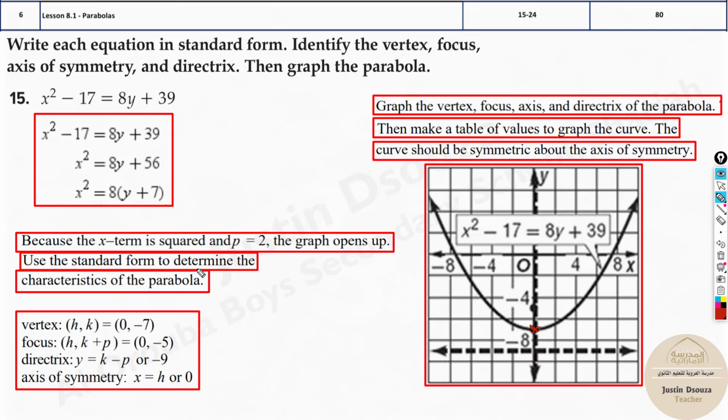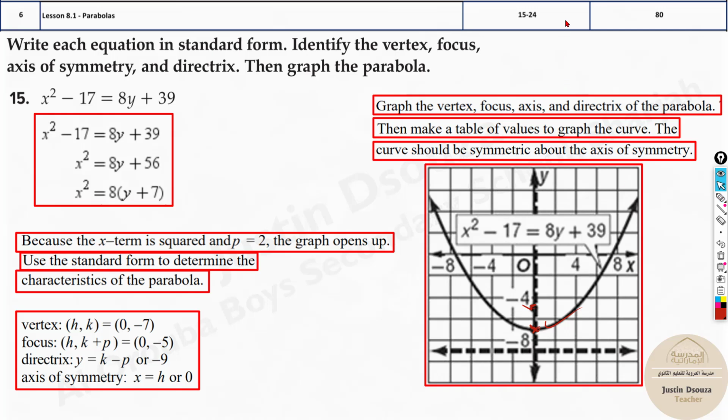So if at all you are graphing, you can just check the values. You don't need to graph it entirely. It's not writing. But from the vertex, just check where the vertex is. Is it 0, minus 7? Yes. Then well and good. Where is the focus? Now what about the axis of symmetry? Yes, it's on 0.